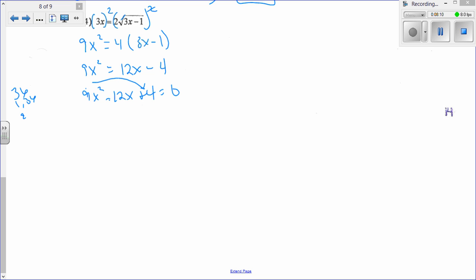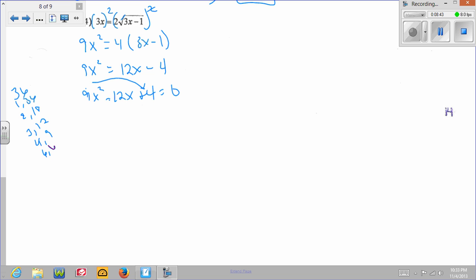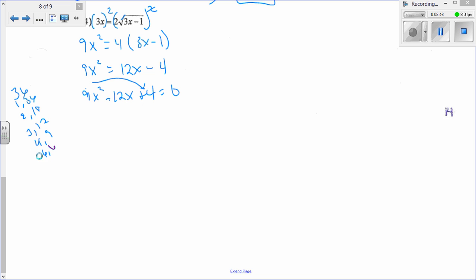2 and 18, 3 and 12, 4 and 9, 6 and 6. A pair that would give me a negative 12 when I added them would be what? Would be the 6 and the 6 would give us the 12.